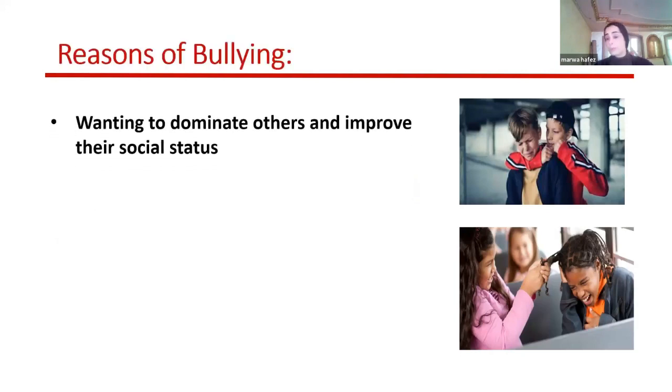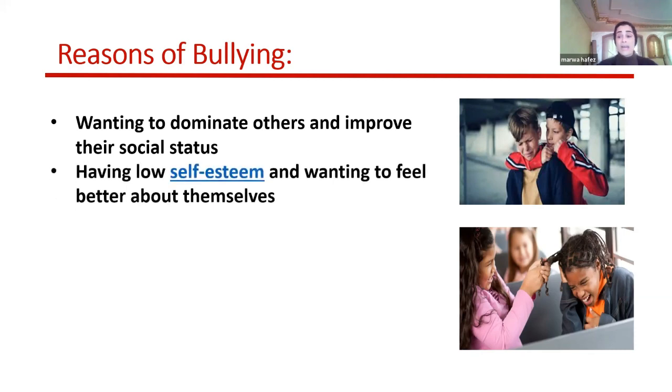Okay, reasons for bullying. There are many reasons why people bully others, wherever they are, whether grown-ups, teachers, or siblings from the same family. Number one, it could be because they want to dominate and improve their social status. They want to be in charge. They want to have the upper hand. They act in a bossy way, so that's why they bully others.